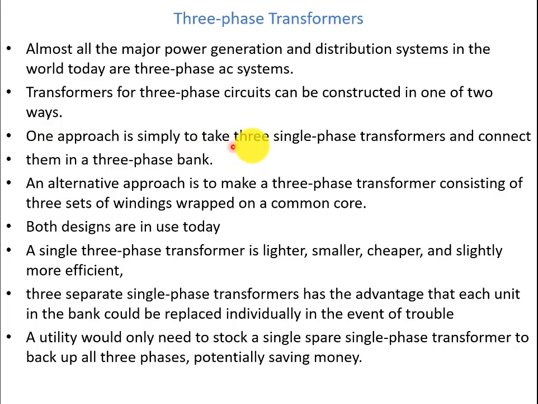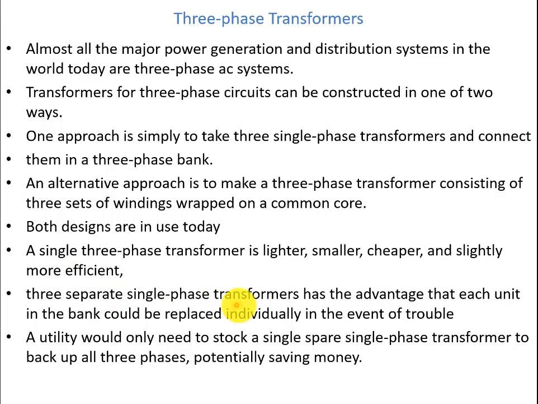One approach is simply to take three single-phase transformers and connect them in a three-phase bank. Another alternative approach is to make a three-phase transformer consisting of three sets of windings wrapped on a common core. Both designs are in use today. A single three-phase transformer is lighter, smaller, cheaper, and slightly more efficient.